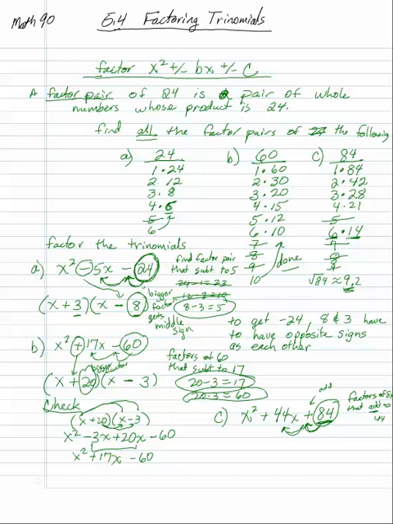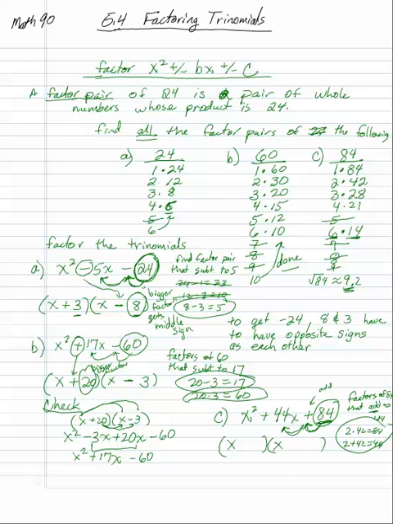Okay, so I go through all the factors of 84. Which ones add to 44? So if you look above at C, 1 plus 84, that's 85, no good. 2 plus 42, that's 44. So it's 2 times 42, that's 84. 2 plus 42 is 44. So that's the one I want.